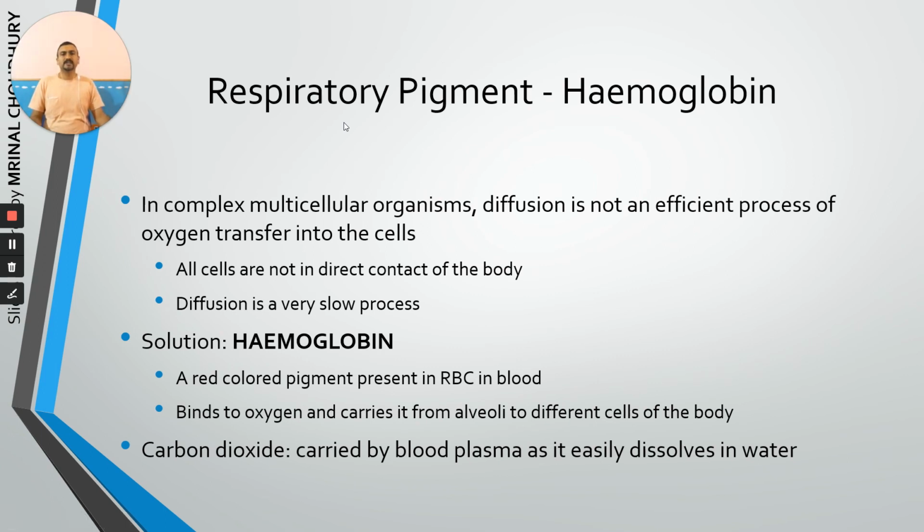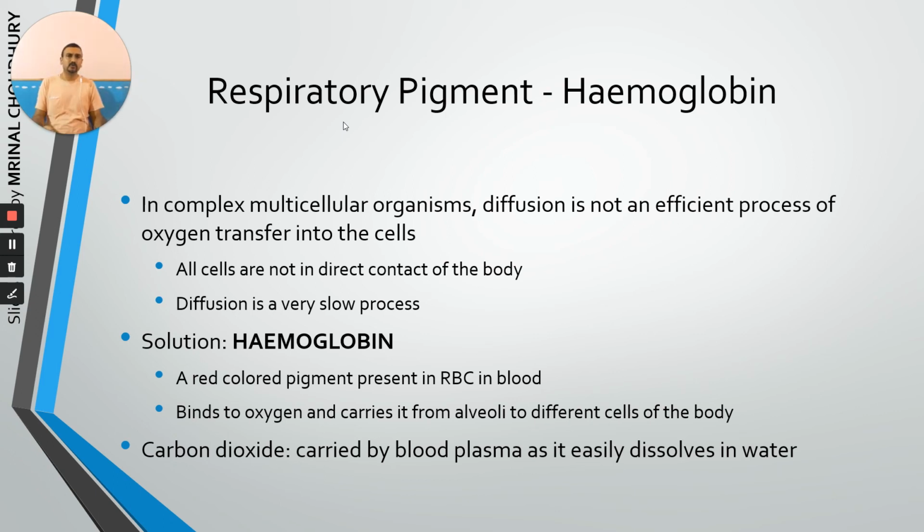Then coming to the respiratory pigment called hemoglobin, we have discussed the air enters till the alveoli. From there it gets into the blood. In the blood, there are red blood cells, and red blood cells contain a pigment called hemoglobin, which is a red colored pigment. Now, in plants, it is diffusion by which the transportation of oxygen can take place to the different body tissues.